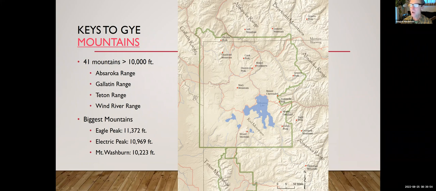The biggest mountain in Montana is Electric Peak. That is in Yellowstone. That's Electric Peak. That's about 11,000 feet. There are 41 mountains in total over 10,000 feet. So lots of high elevation mountains in the park.